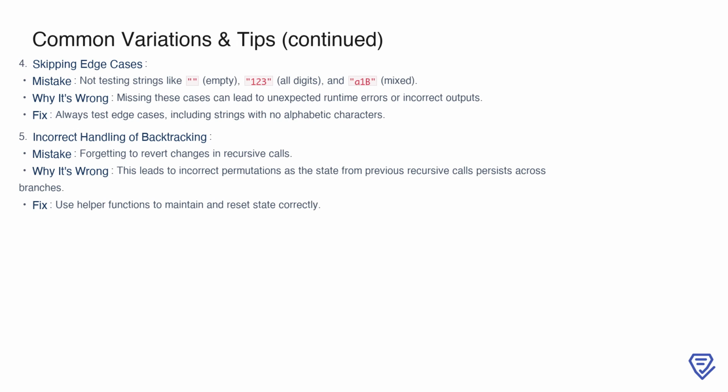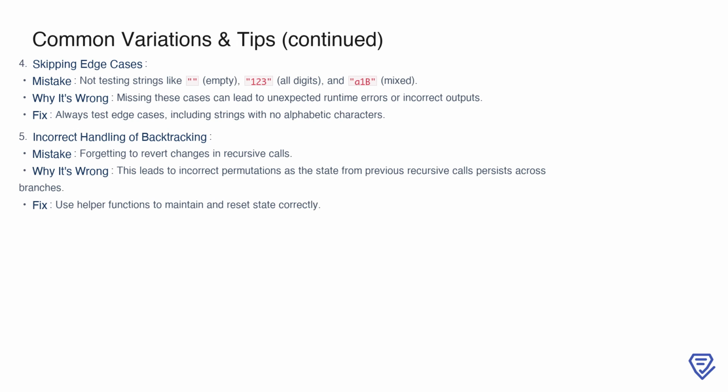For example, you might encounter strings like an empty string, a string of only digits like 123, or mixed strings like a1b. Skipping these edge cases can lead to runtime errors or incorrect outputs, so it's crucial to include them in your tests. Additionally, incorrect handling of backtracking can cause problems.